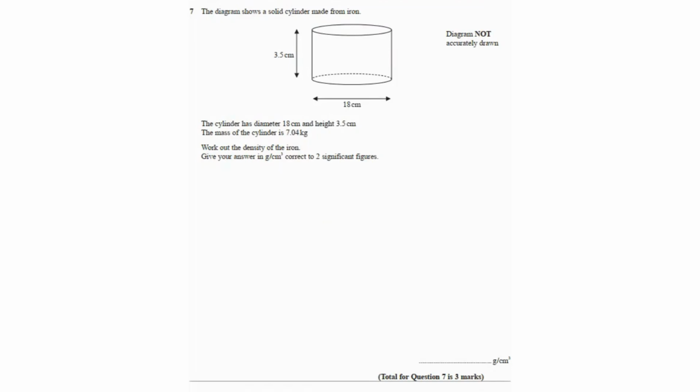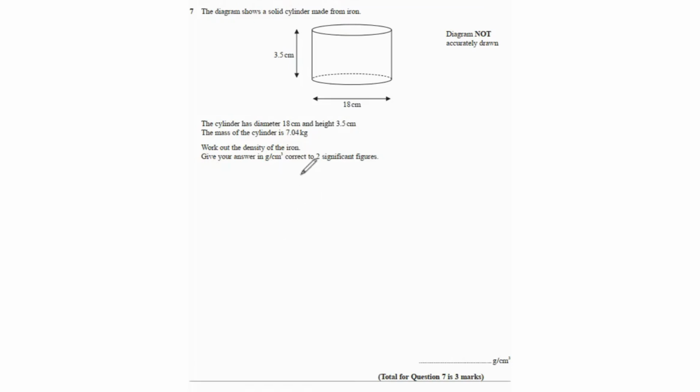Then this one, it says the diagram shows a solid cylinder made from iron. The cylinder has a diameter of 18 centimeters and height of 3.5 centimeters. The mass of the cylinder is 7.04 kilograms. Work out the density of the iron, give your answer in grams per centimeter cubes, correct to two significant figures.